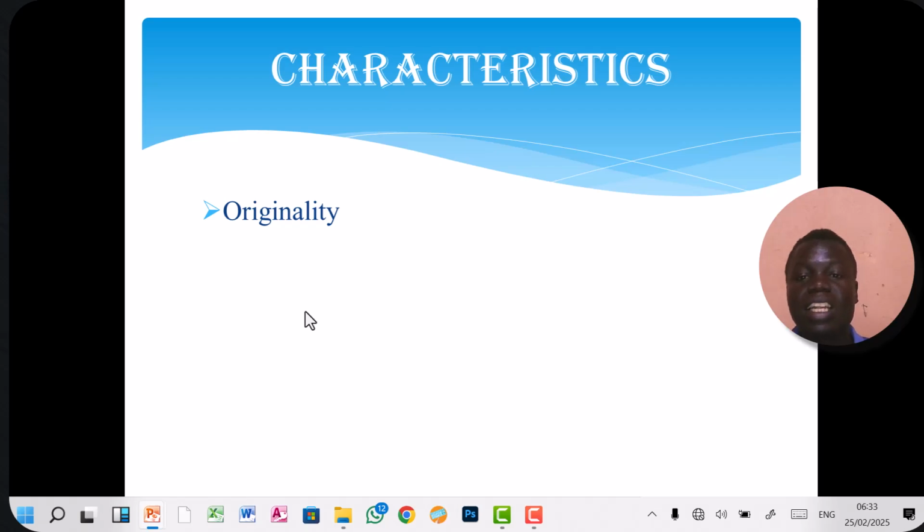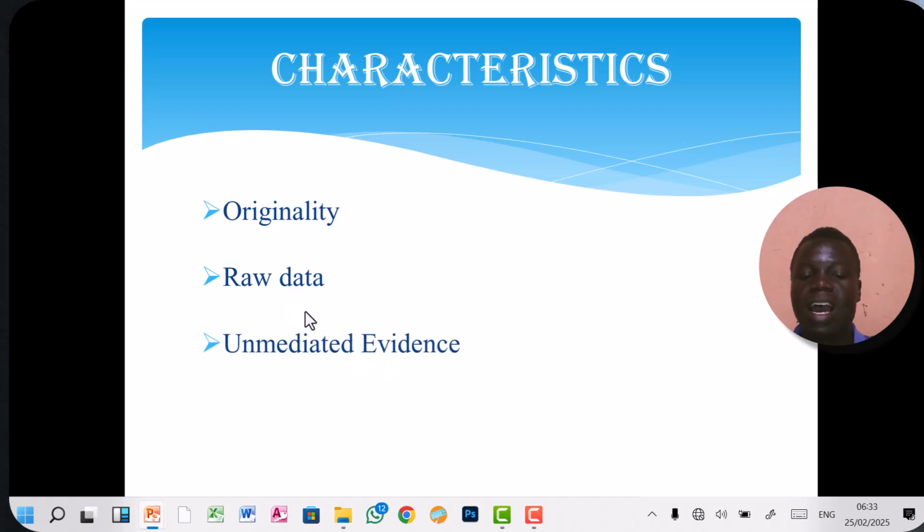They are original, the data that are gotten at the time when the event is being created. They are raw facts or data. In fact, a raw fact is information that is gotten and picked from an event that is happening or a phenomenon, and the time when that event is happening is when that information is fed, and it is unmediated evidence itself.